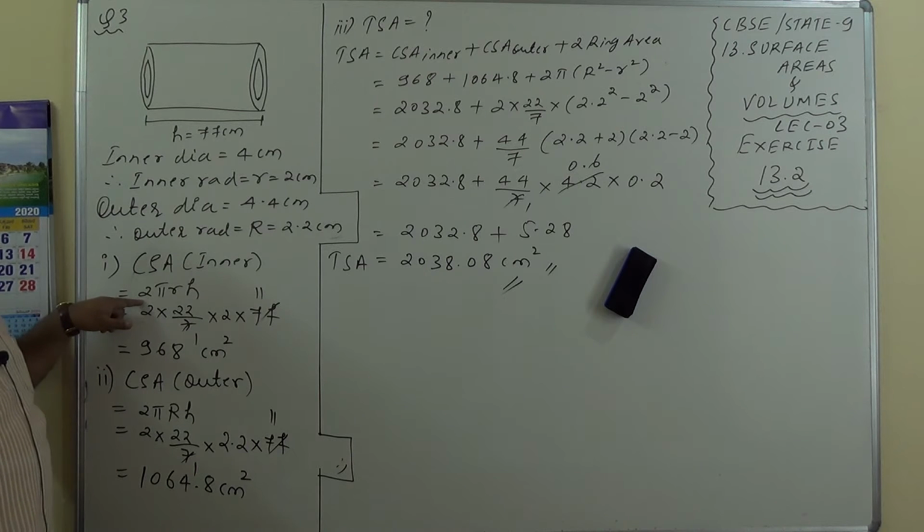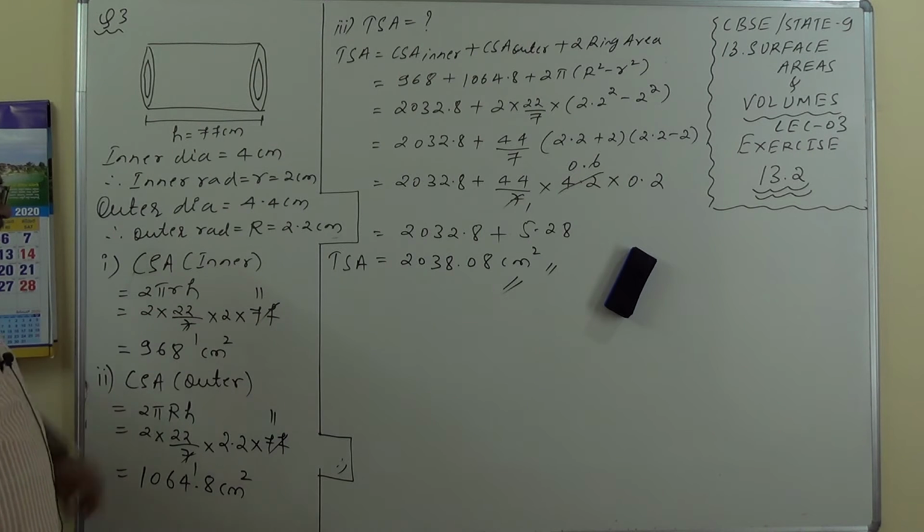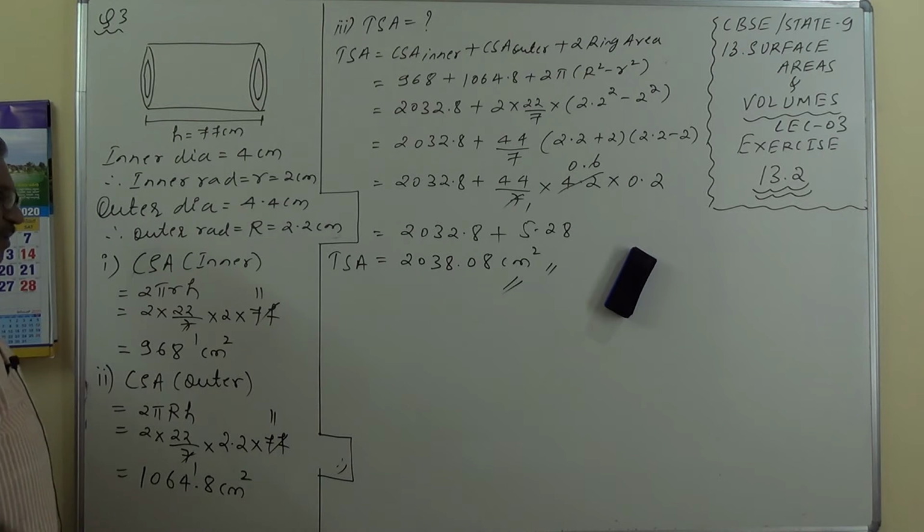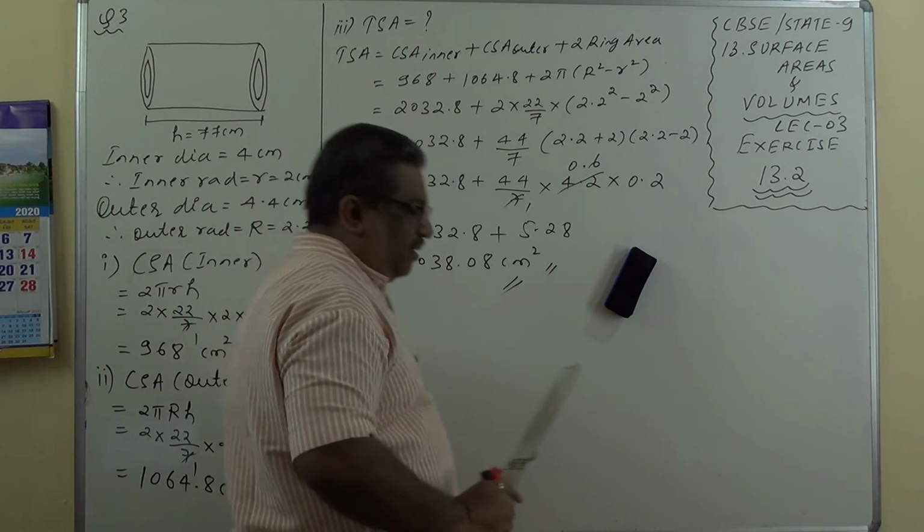Now CSA inner is the question. Inner circumference into height, 2 pi small r into h: 2 into 22 by 7 into small r is 2 into height is 77. 7 ones are 7, 11s are 11. So 2 into 22 into 2, this is 88 into 11, which you get 968 square centimeter. So inner curved surface area is 968 square centimeter. Now CSA outer, 2 pi capital R into h: 2 into 22 by 7 into 2.2 into 77, you get 1064.8 square centimeter. Now how do you calculate the TSA here?